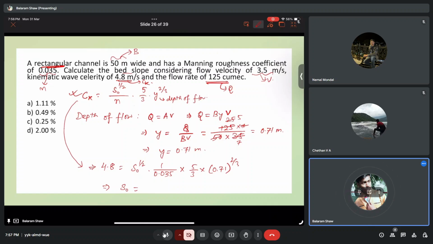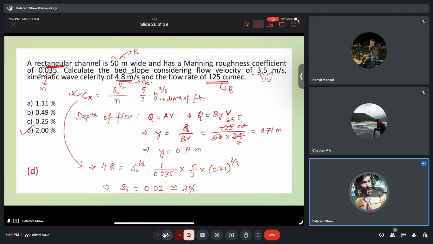I'll also do it once. 4.8 into 0.035 into 3 divided by 5 into 0.71 to the power 2 by 3. This is S naught to the power half. So the square of that is somewhere near 0.02, that is 2%. So the correct answer would be D, that is 2%. Okay, any question here? If not, we'll move on.